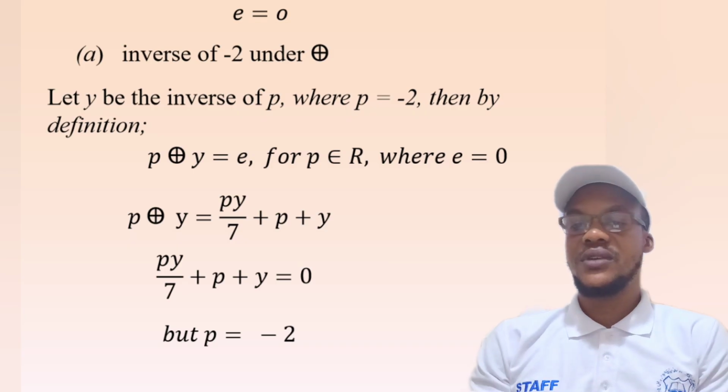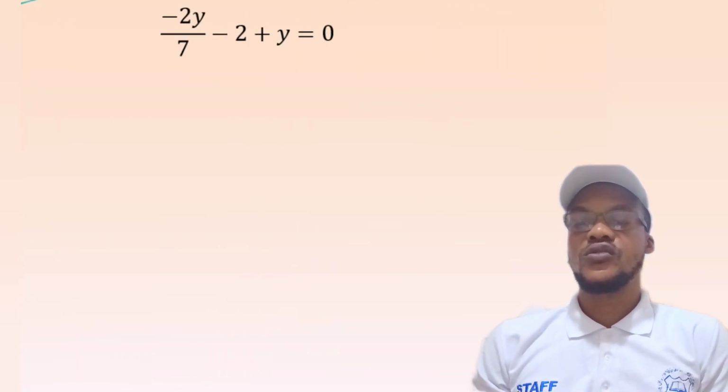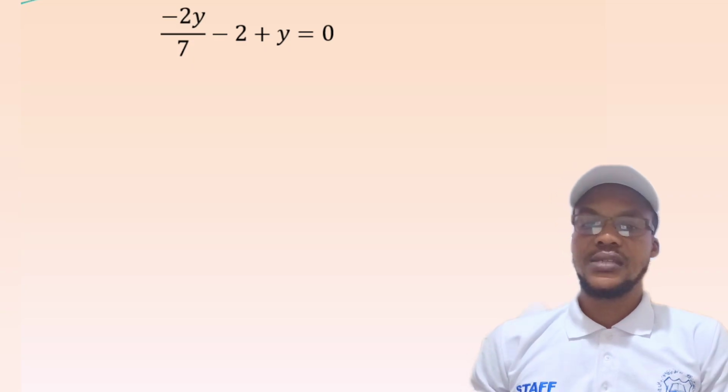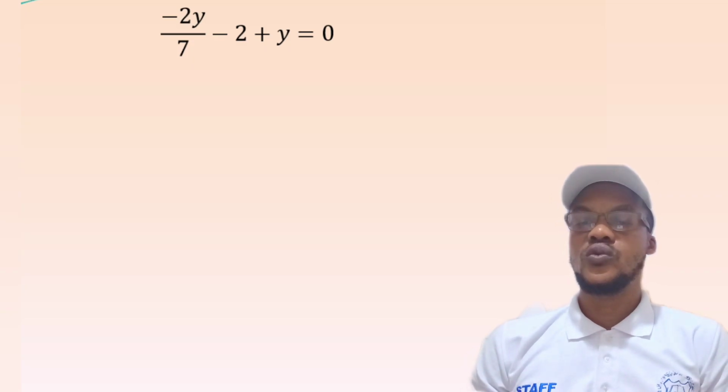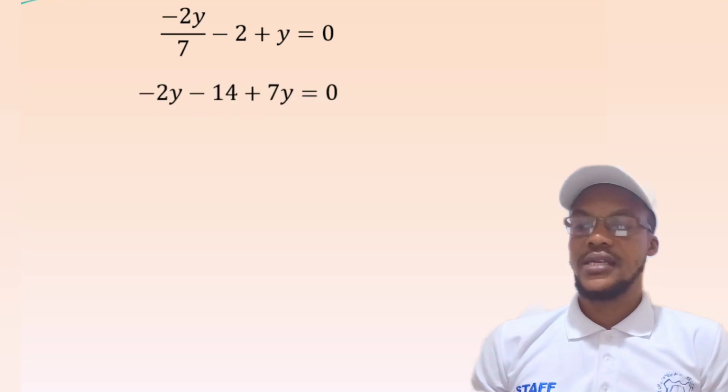If that is the case, then we can just substitute -2 for P and solve for y. All right. Yes. So that is what we have here. So -2y on 7 minus 2 plus y is equal to 0.